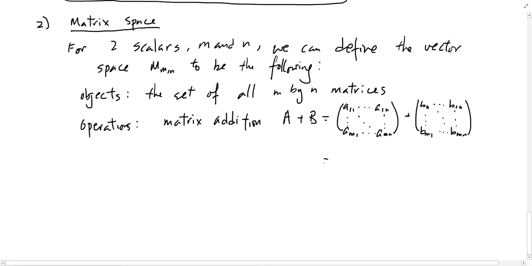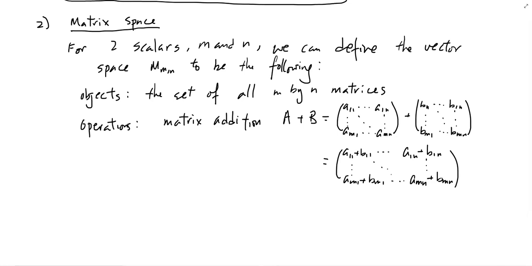And that sum would equal A11 plus B11, dot dot dot to A1n plus B1n, and then dot dot dot to Am1 plus Bm1, dot dot dot to Amn plus Bmn. So that's our matrix addition, which just adds the corresponding entries between the two matrices together to form a new matrix. And then how about scalar multiplication?